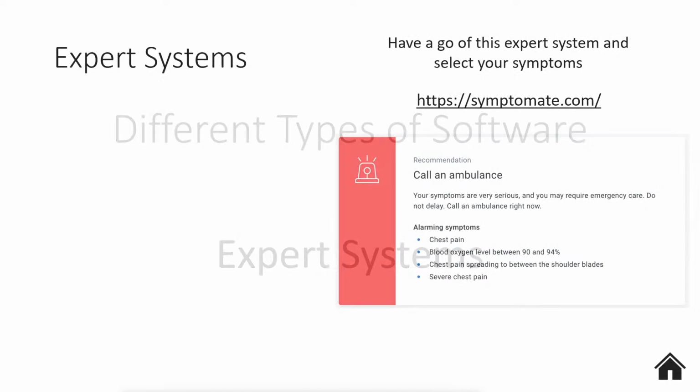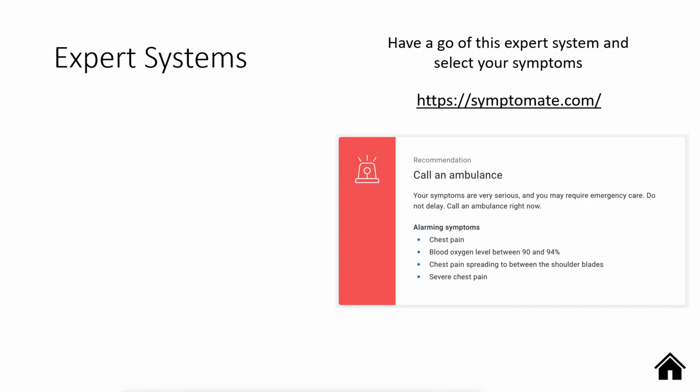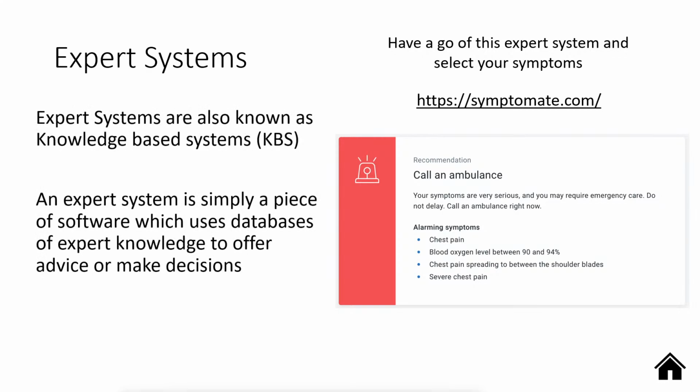Here's another one. Symptom Mate. At the moment I've got a cold, so you might hear me a bit nasally. Symptom Mate basically works out whether you are going to die or not. When I put in all my symptoms, it said call an ambulance: chest pain, blood oxygen level low, chest pain spreading between the shoulder blades, severe chest pain. I need to call an ambulance right now. No, I put my actual symptoms in. It said I've got a cold. So don't worry, people. I'm fine. If you make it to next year, I'll probably teach you.